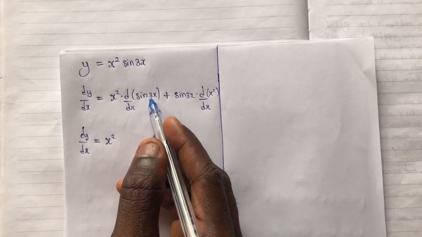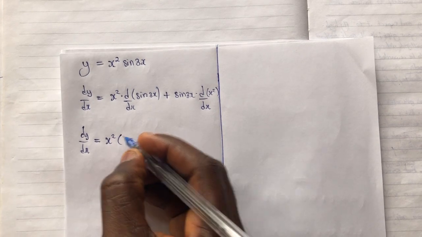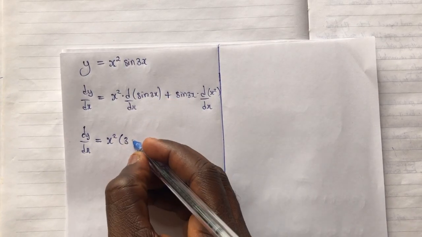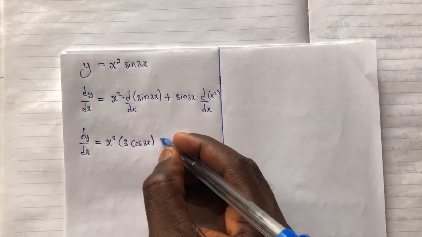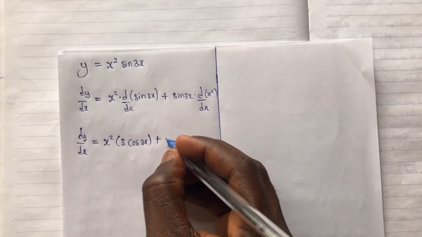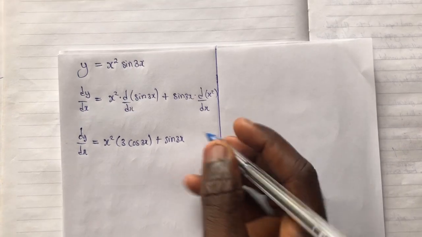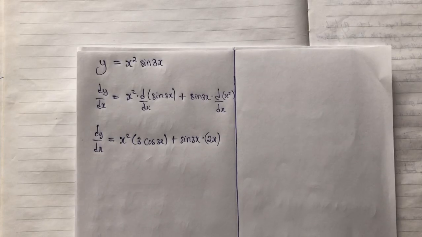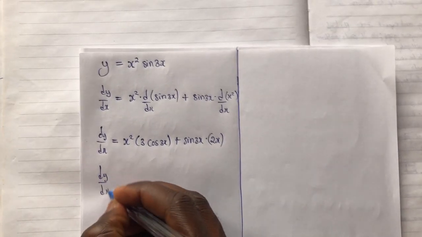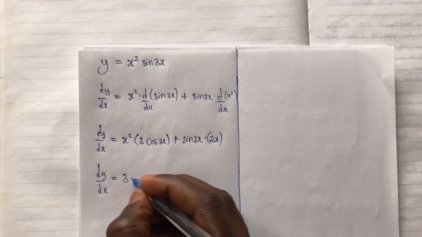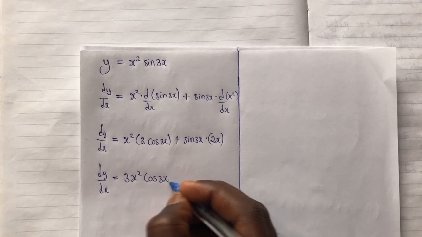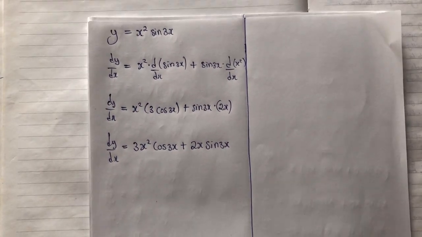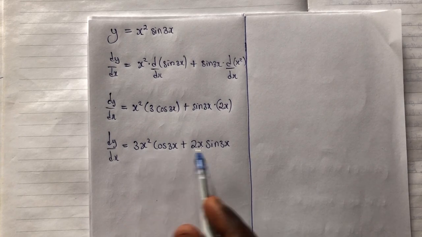Then your next step becomes dy dx being equal to x squared. What is the derivative of sine 3x? When you differentiate 3x, you get 3. You differentiate the whole sine 3x, you get cos 3x. Plus, you hold sine 3x, multiplying the derivative of x squared, which will give you 2x. Now you can rewrite this. Let's say dy dx will be equal to 3x squared cos 3x plus 2x sine 3x. So we can now factorize the common variable x out.